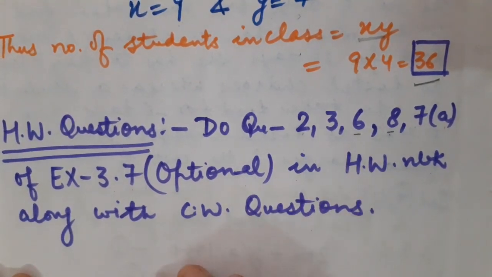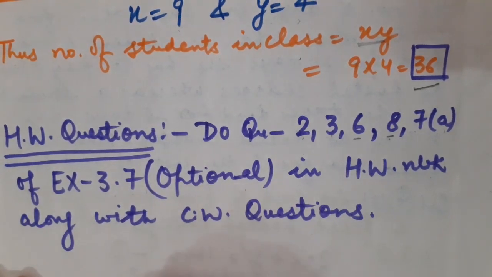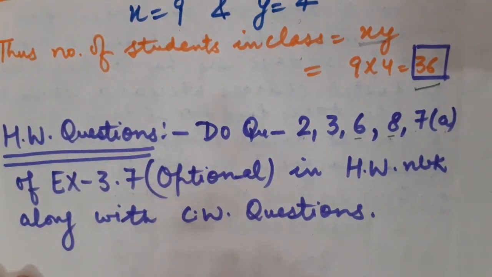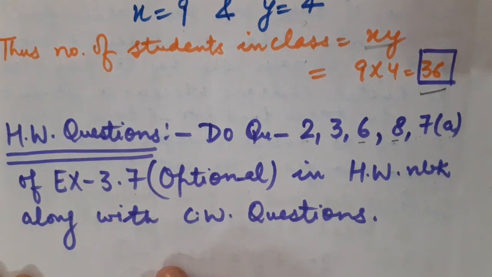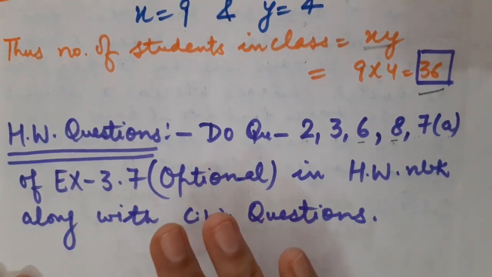Understood children? And related to the discussion about the homework question, I gave you only question number 1H part of exercise 3.6. And related to that, I have already taken the question. So I don't think that you will be having any doubt in that.